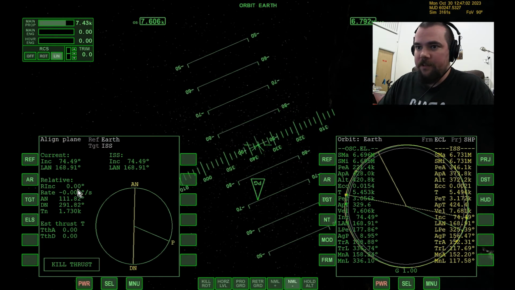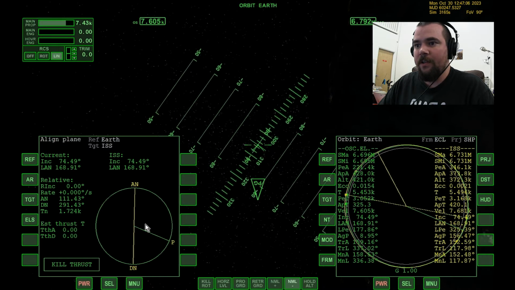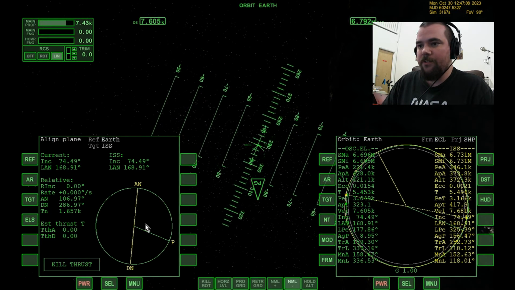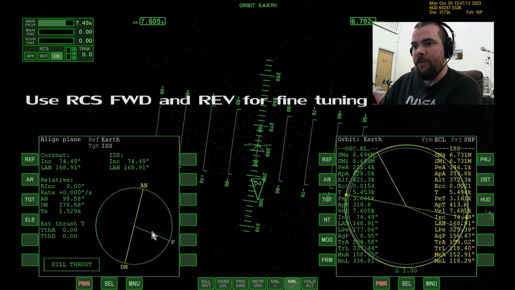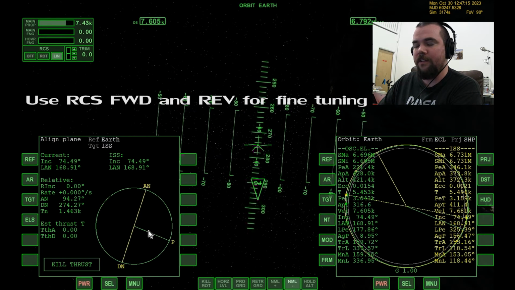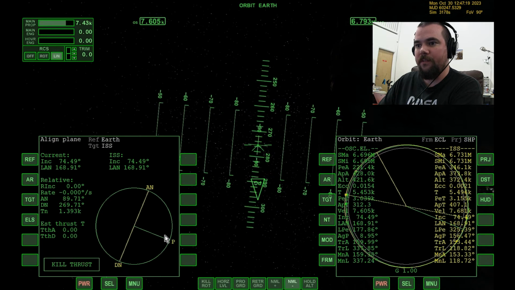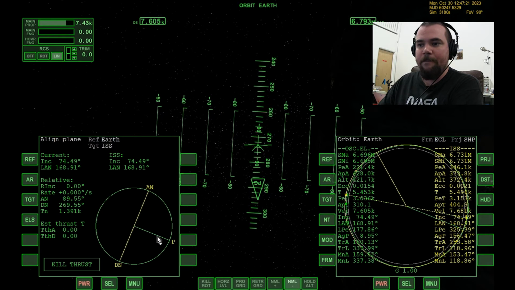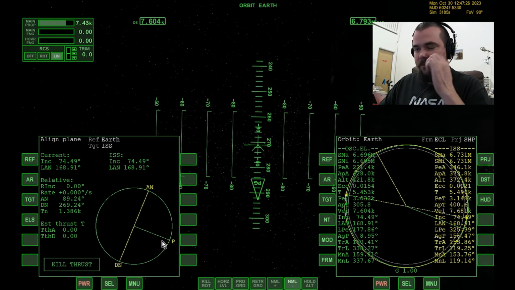Both these numbers, like the relative inclination is 0.00. It's as close as the instrument is really telling us we can get. You can actually get a little bit closer, and you know when you're as close as you can get when, see, as I go back and forth, it looks like it's kind of balancing this thing. You can get close enough to where it just goes right past it. So anyway, it's definitely really, really close enough.